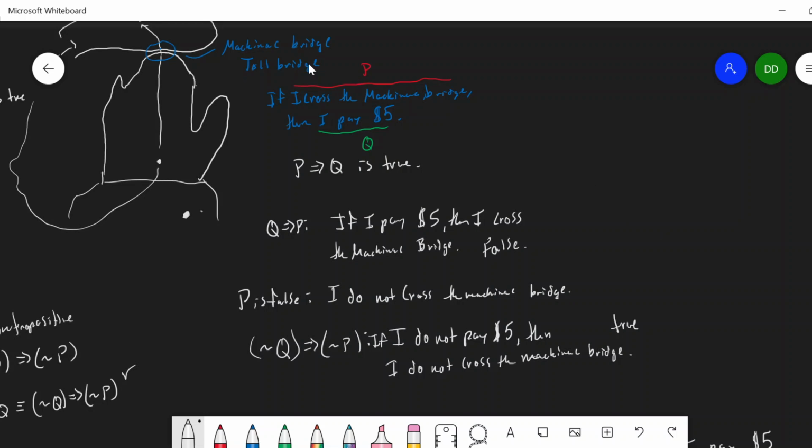Now, if I cross the Mackinac Bridge, the fact that this implication is true means I'll have to pay $5. So in that case, I pay $5. Or if I don't cross the Mackinac Bridge, and as we talked about before, if P is false, if the hypothesis isn't satisfied, it doesn't matter what the conclusion is. It doesn't matter if I pay $5 or not.